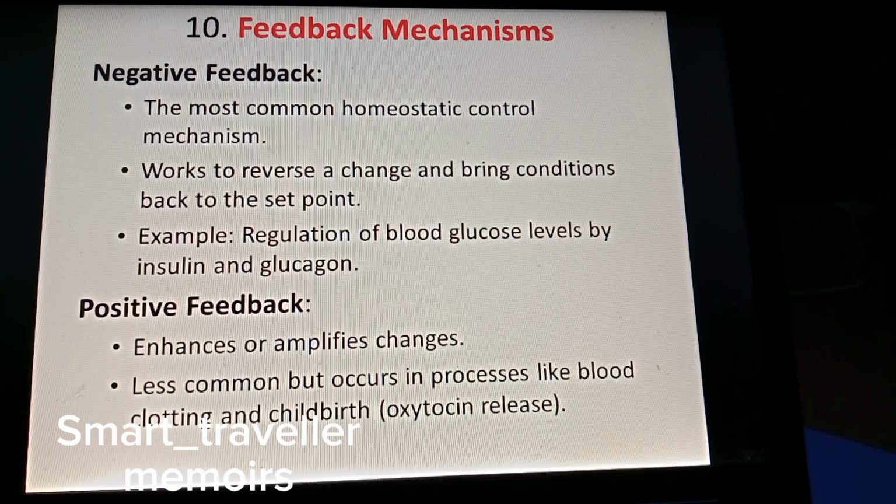Feedback mechanisms. We have two. Negative feedback, the most common homeostatic control mechanism, works to reverse a change and bring conditions back to the set point, or back to normal. Example: regulation of blood glucose levels by insulin and glucagon. Positive feedback enhances or amplifies changes. It is less common but occurs in processes like blood clotting and childbirth, with oxytocin release.